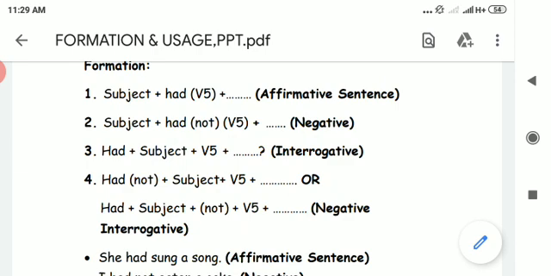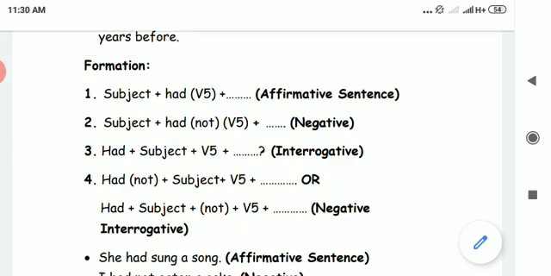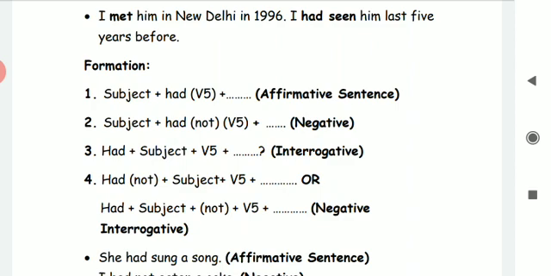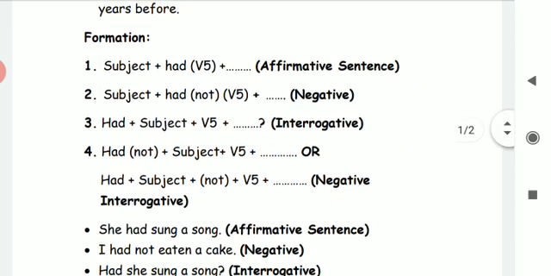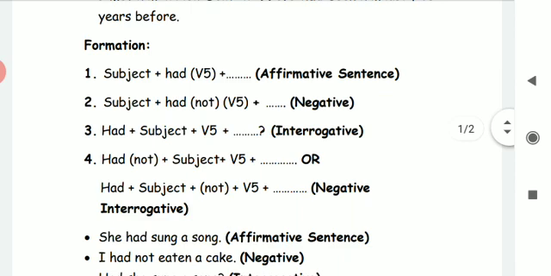Okay, now boys and girls, see another sentence. In negative cases, you are using subject, and had not, with this particular auxiliary word had, you are inserting not with it, plus V5. You are always using it in past perfect cases, plus the rest of the sentence. Here is a sentence at part 2. You can understand the negative case: I had not eaten a cake.